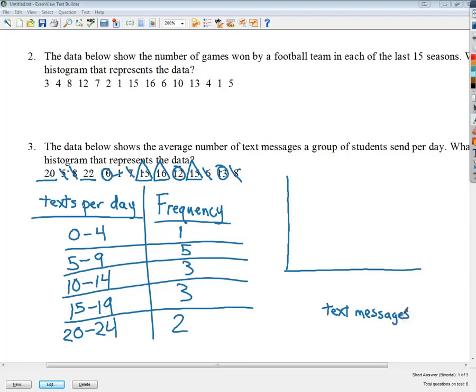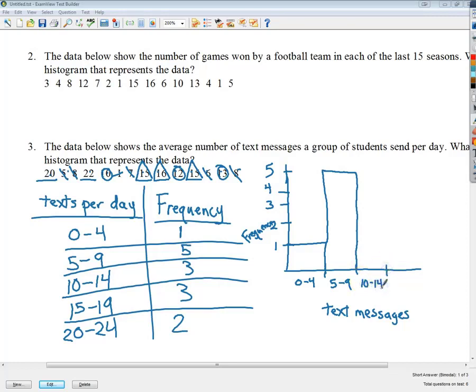And over here, I'm going to put frequency on my y-axis. So maybe 1, 2, 3, 4, 5. Sorry for writing frequency so small. I'm kind of running out of room. Now, in my 0 to 4 group, I only have 1. In my 5 to 9 group, I have 5. So 5 to 9 would be the most common number of text messages sent in our little group that we've created. And then I'll do 10 to 14, and they're at 3.